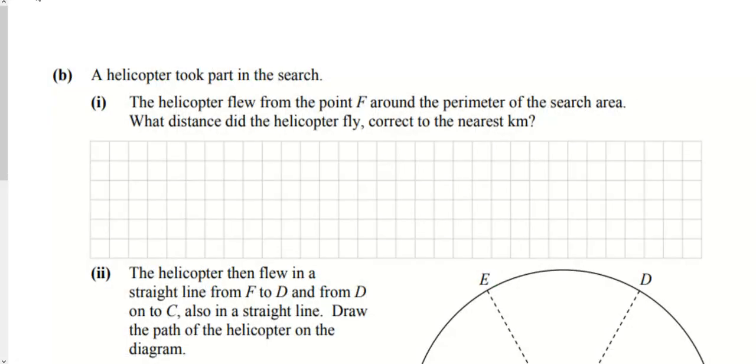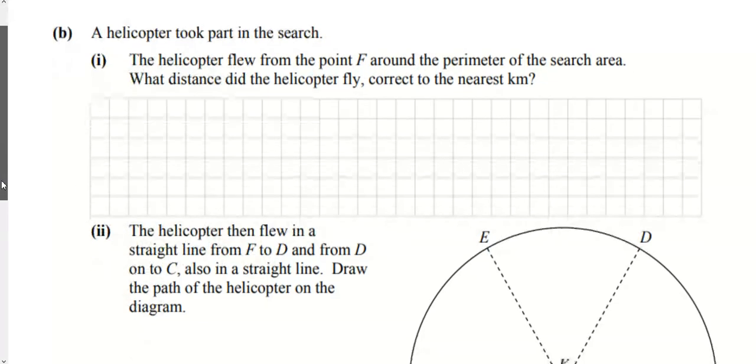All right. A helicopter took part in the search. The helicopter flew from the point F around the perimeter and searched the area. What distance did the helicopter fly?